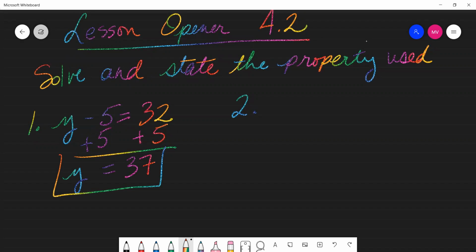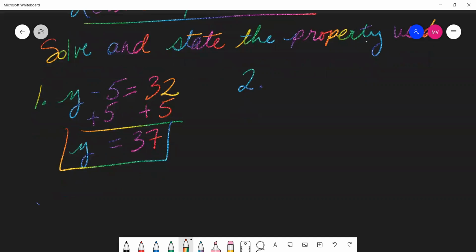What property did we use to solve that? With equations, we have the properties of equality, right? The symmetrical property of equality tells us that what we do to one side of the equation, we must do to the other. Yeah, we do that every time. But which other property did we use here? Yes, but it was an inverse operation of an addition. So we use the addition property of equality. That's the property that we used here.